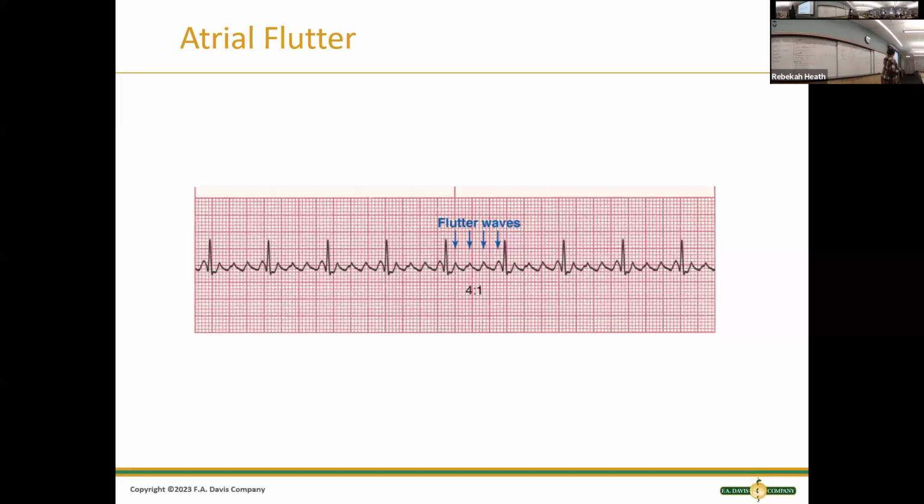They call this a 4-to-1 contraction, meaning there are 4 P waves to every 1 QRS. Sometimes you might see 2-to-1, 3-to-1, 5-to-1. You're just counting. It should all be the same, right? You're counting out the same number of P waves between each contraction.